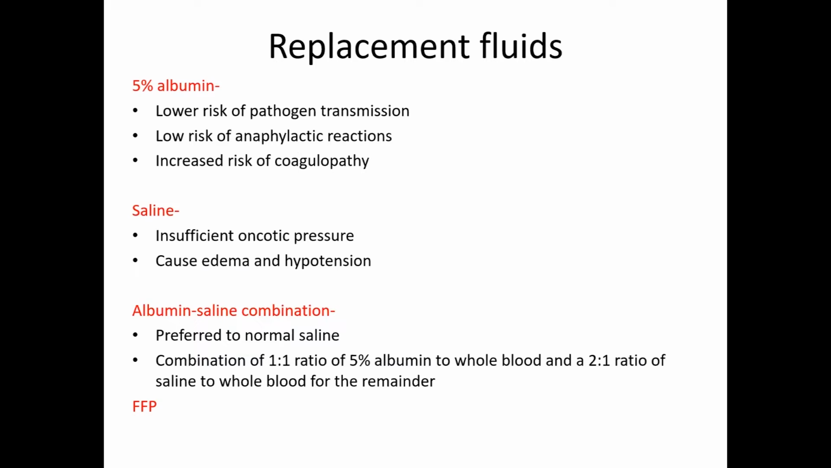Now, the question is, what are those replacement fluids? Commonly used replacement fluids are 5% albumin, saline, a combination of both, and FFP. There are certain advantages and disadvantages with each of the replacement fluids. There is a lower risk of pathogen transmission and anaphylactic reaction in the case of 5% albumin, but there is an increased risk of coagulopathy. In saline, because of insufficient oncotic pressure, it causes edema and hypotension. The combination of albumin and saline is commonly used, and FFP can also be used.